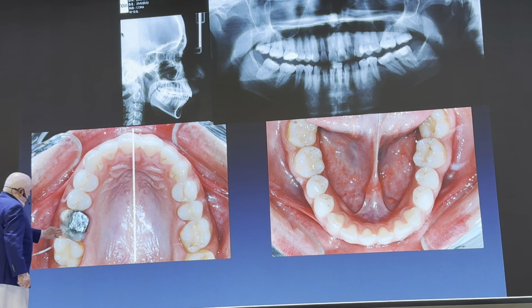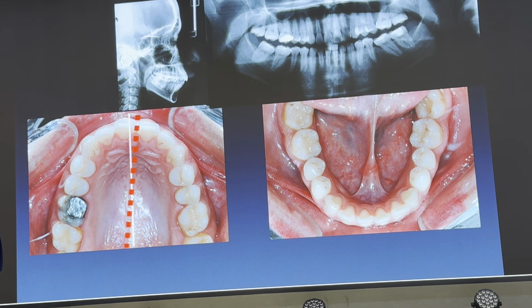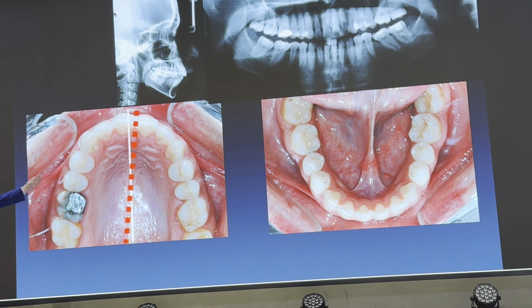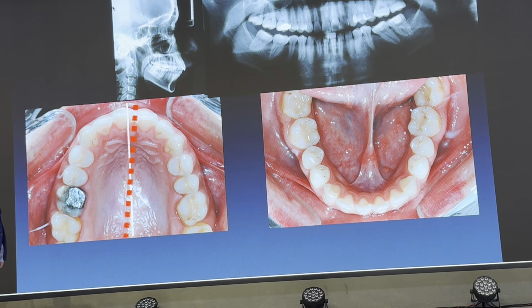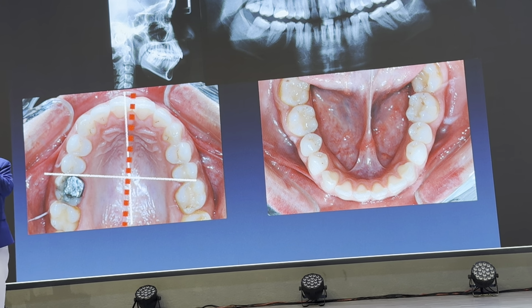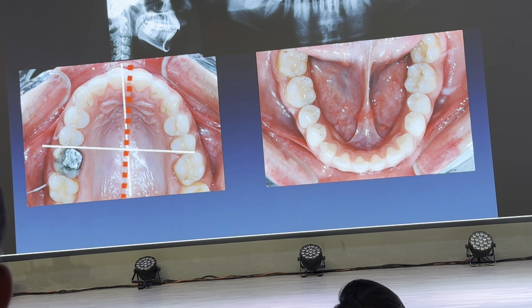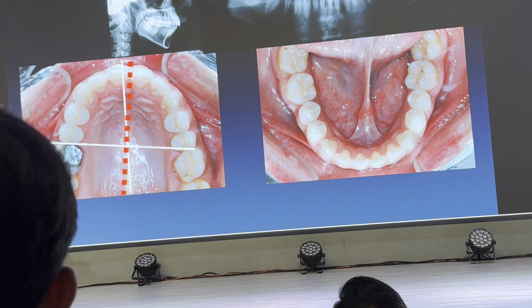If you take the mid-palatal raphe, you can see how it is off. You can see where it is and how you would like to correct it. And this is where you are going to see on one side the molar is class 1, on the other side the molar is class 2.